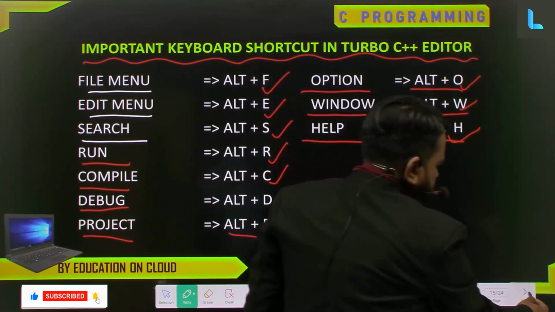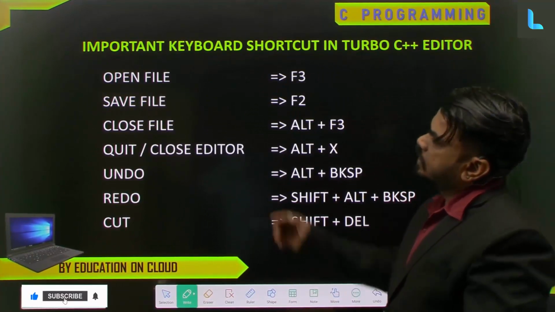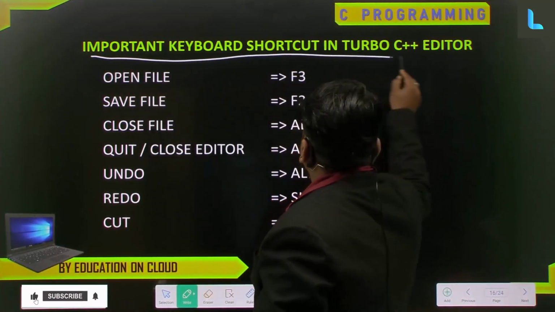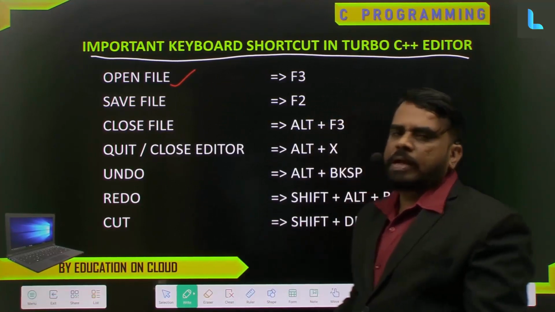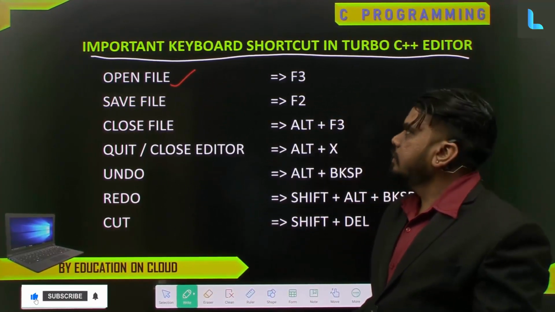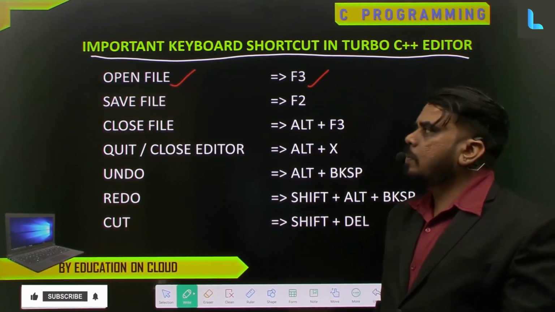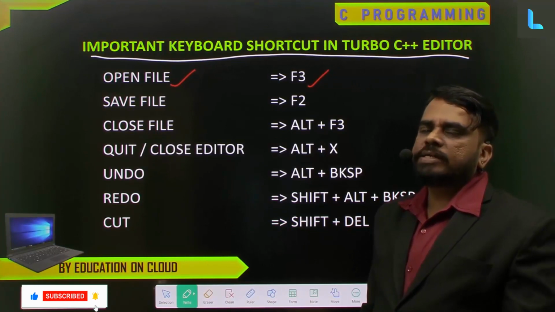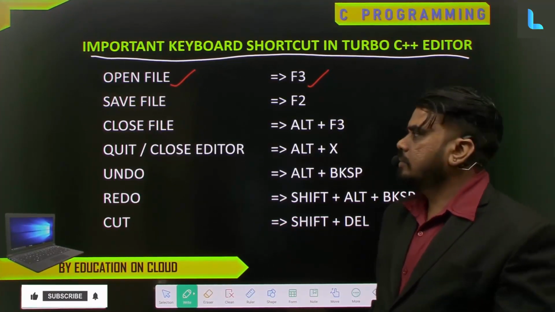Next. The next important keyboard shortcuts are these. To open a C programming file which you have already stored, the keyboard shortcut is F3. When you press F3, it opens the Open dialog box, in which you can search for the program or the file which you want to open in the editor.